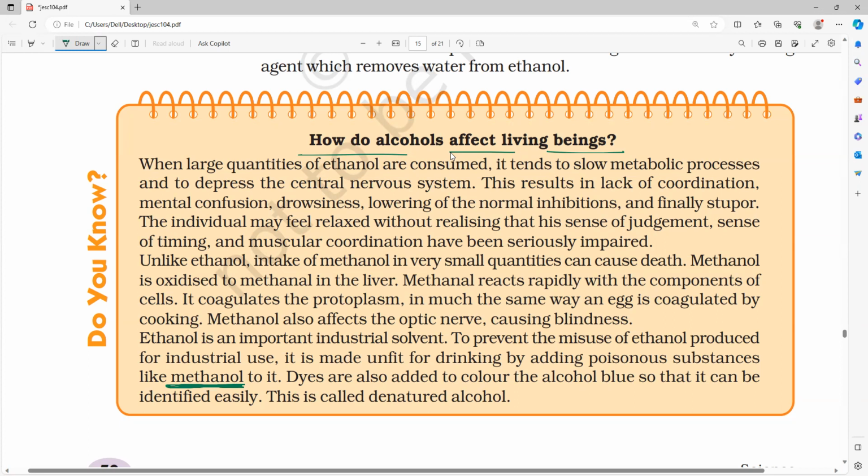So that is called methyl alcohol. Why can we not drink methyl alcohol, and why can we drink ethanol? Methyl alcohol, not ethyl alcohol. We'll discuss it. When large quantities of ethanol are consumed, it tends to slow metabolic processes and depress the central nervous system.